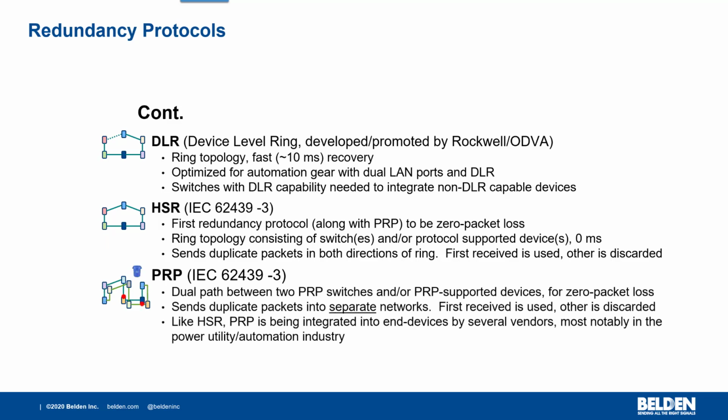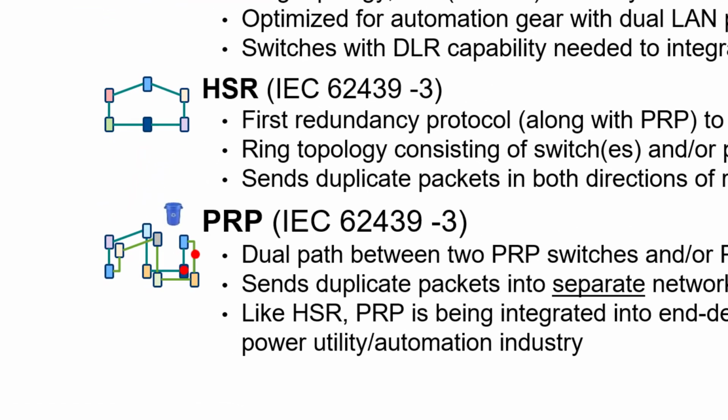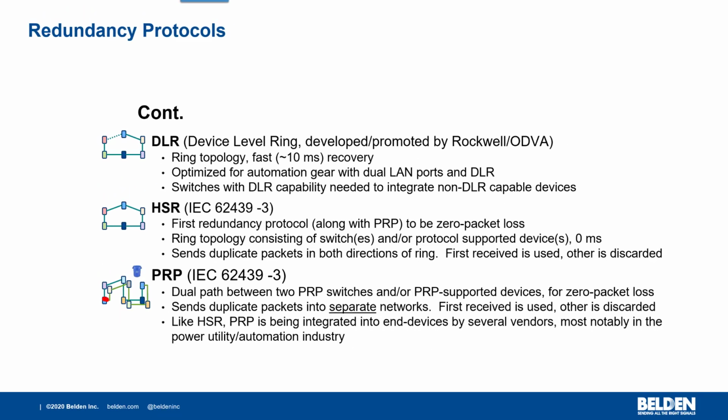And lastly, we have PRP. PRP, like HSR, sends out duplicate packets, but instead of sending these out into a ring, PRP sends these packets out into two distinct networks. One could be the plant network, the other being possibly the office network. And like HSR, PRP will only accept the first received packet, discarding the second packet.